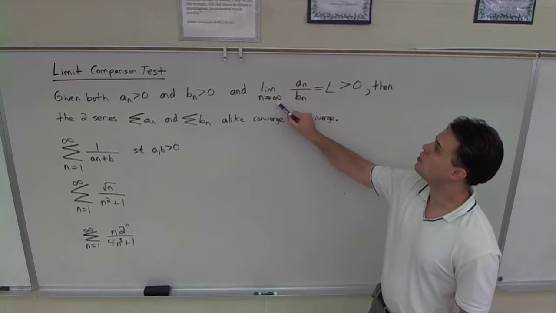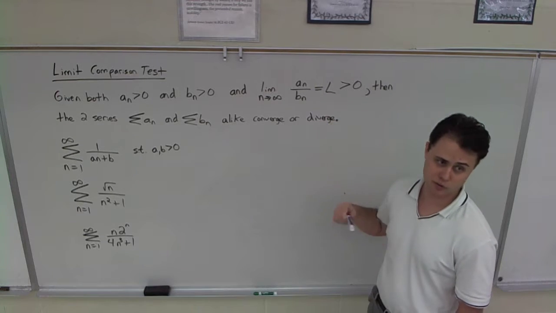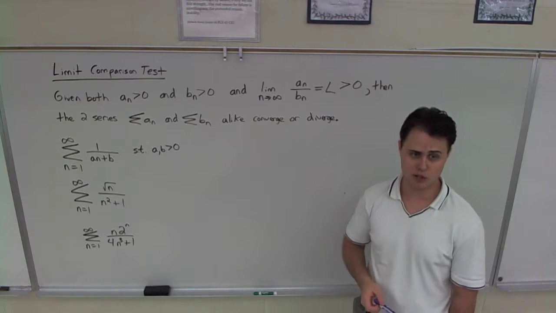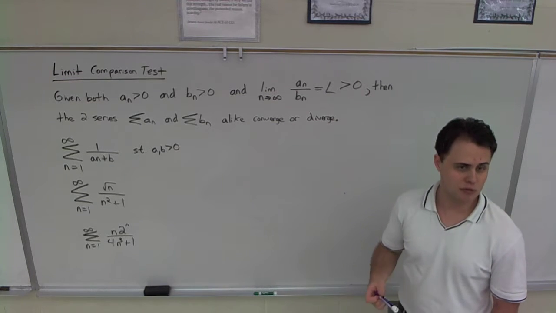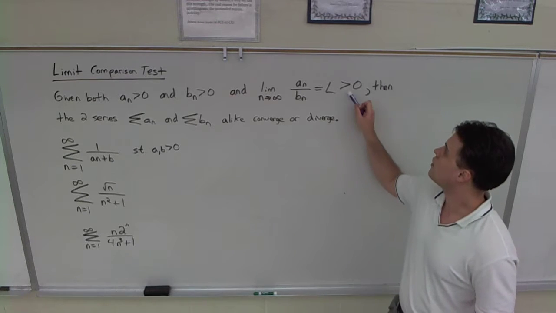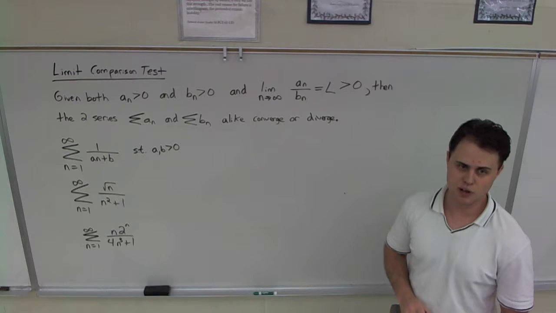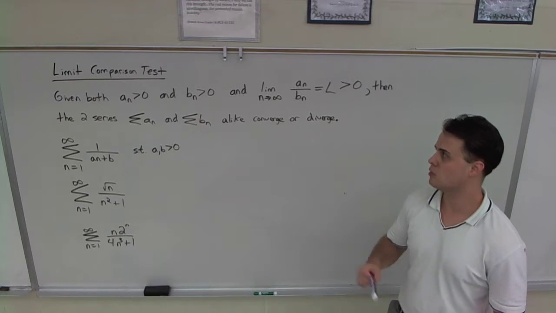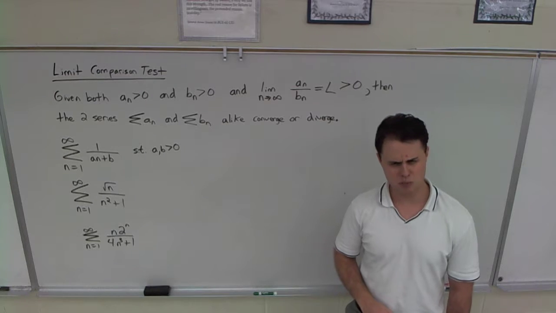And you take the limit of the ratio of the two that you're comparing, right? You have to figure out what you want to compare to, what B sub n you want to choose. If that limit turns out to be finite, some fixed L like 2 or 7 or 8, and that L is positive, as long as that L is finite and positive, then they do the same thing. They either both diverge or they both converge. This should make sense, right?